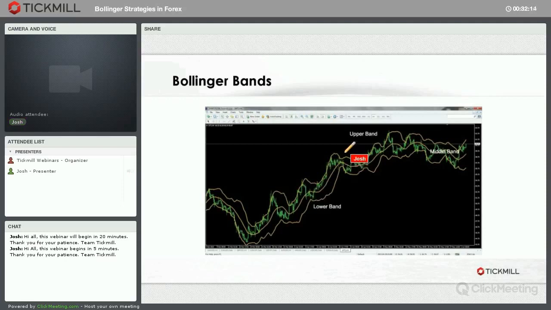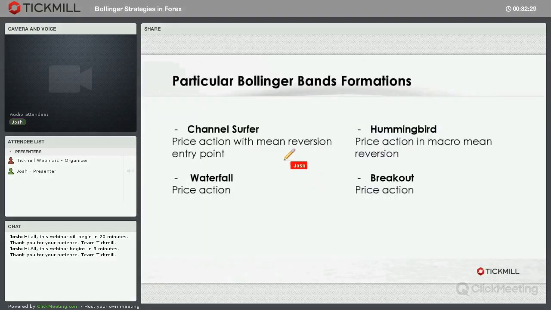Okay. Now, the silly thing to do is to just simply open a short order when the price hits the upper band and open a long position when the price hits the lower band. That doesn't always work, right? So what we're going to look at today is actually 4 specific formations of Bollinger Bands, okay? Specific formations of how Bollinger Bands present themselves with respect to the slope, okay? So the trajectory of the bands and the price inside it. And these are certain formations that you will find every day in the market, right? Depending on what time you're trading. And we'll go over 4 key formations. The first one is the channel surfer.